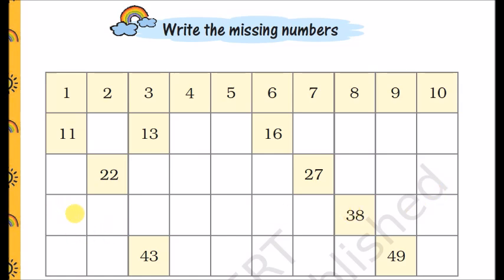31, 3 and 1, 32, 3 and 2, 33, 3 and 3, 34, 3 and 4, 35, 3 and 5, 36, 3 and 6, 37, 3 and 7, 38, 39, 3 and 9, 40, 4 and 0.